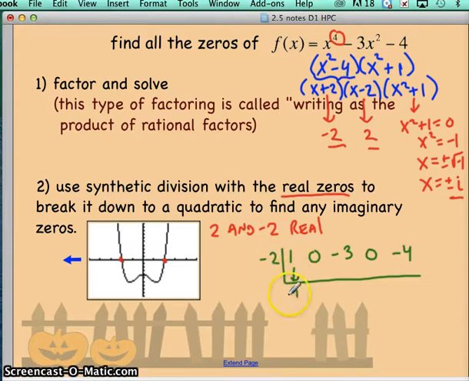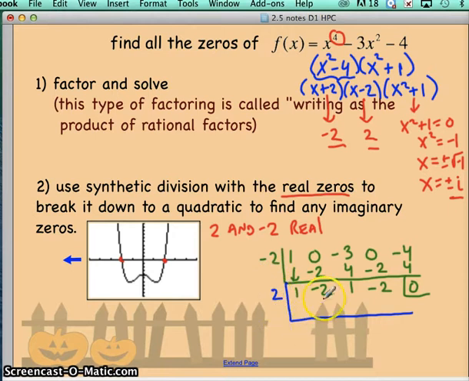So bring the 1 down, multiply diagonally, add vertically, multiply diagonally, -2 times -2 is 4, add vertically, we get a 1, multiply diagonally, add vertically, multiply diagonally, add vertically. Okay, no remainder. That just verifies that -2 is the solution. And then now we need to do double-decker synthetic division with our other solution of +2. And it doesn't matter which one you would have done first.